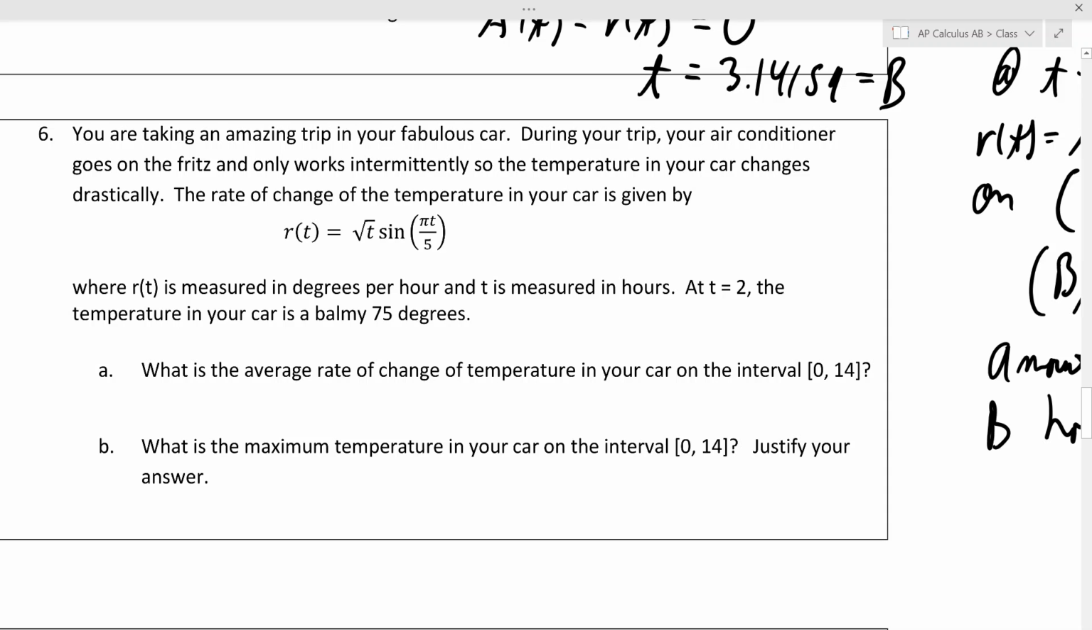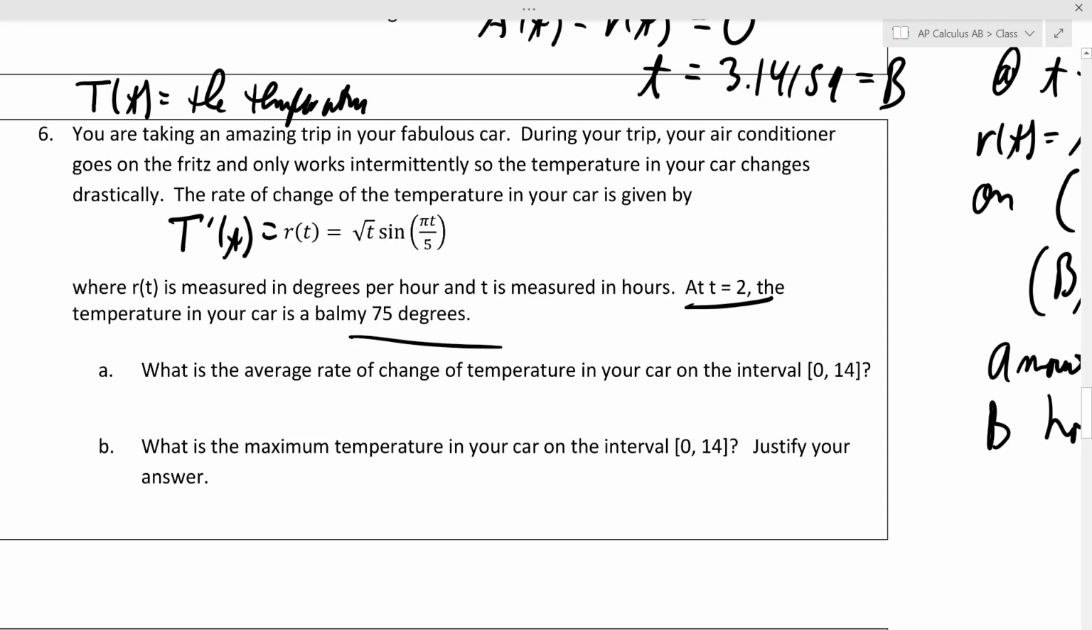But also, I'm skipping around here. At 2, we have 75 degrees. So right off the bat, because R is the derivative, I can say this. I'm going to call capital T of t the temperature. So I might write that somewhere. Capital T of t equals the temperature in the car.